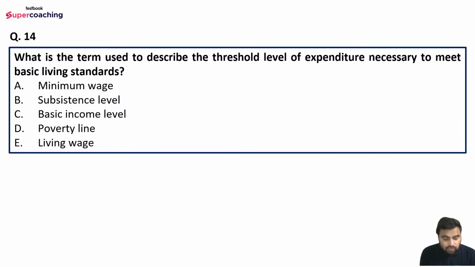चलिए moving on to question number 14. Question number 14 is, what is the term used to describe the threshold level of expenditure necessary to meet basic living standards? Do let me know which of the following terms is used to describe the threshold level of expenditure necessary to meet basic living standards. Options are minimum wage, subsistence level, basic income level, poverty line, or living wage.